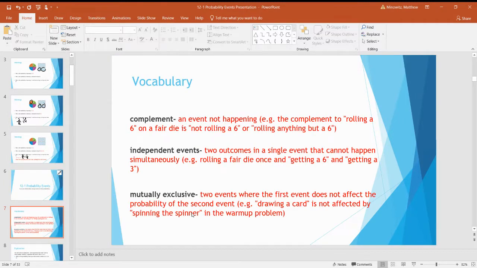Now in my lessons, I like to have vocabulary. I never am offended if you pause my video and copy down the vocabulary, but these are words we're going to see. We're going to see some today in day 1 and some in day 2.